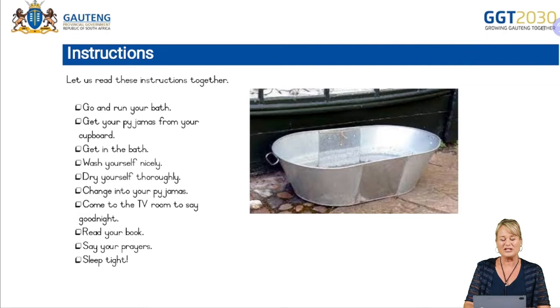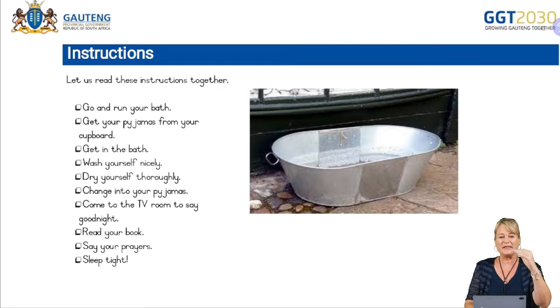Right, let's have a look at these instructions together. So this is what a set of instructions looks like. Something that is in sequence and is easy to understand and logical. Go and run your bath. So that means to put water in the bath. Get your pajamas from your cupboard. Get in the bath. Wash yourself nicely. Dry yourself thoroughly. Change into your pajamas. Come to the TV room to say good night. Read your book, say your prayers, and sleep tight.